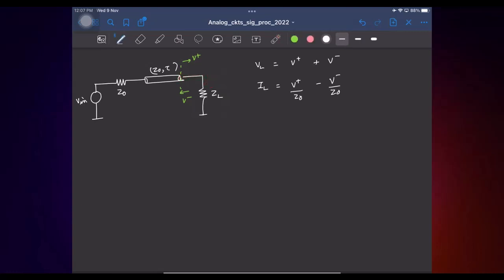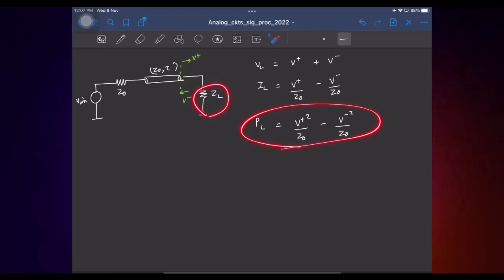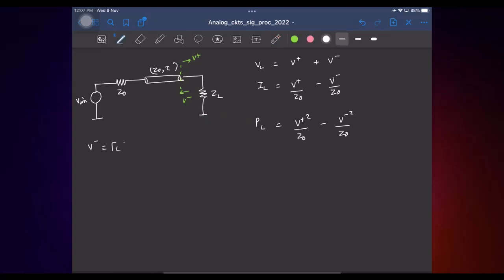Fine. So what is the total power that is dissipated across ZL? It's the product of the two. By the way, this is the power dissipated across ZL, and it looks like it doesn't have ZL at all. So what's happening? How is V minus related to V plus? It's gamma L times V plus, and that gamma L contains ZL. That's all.